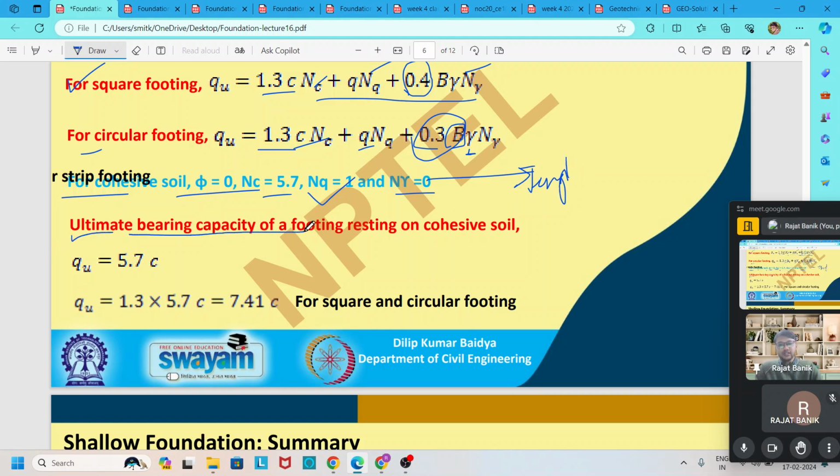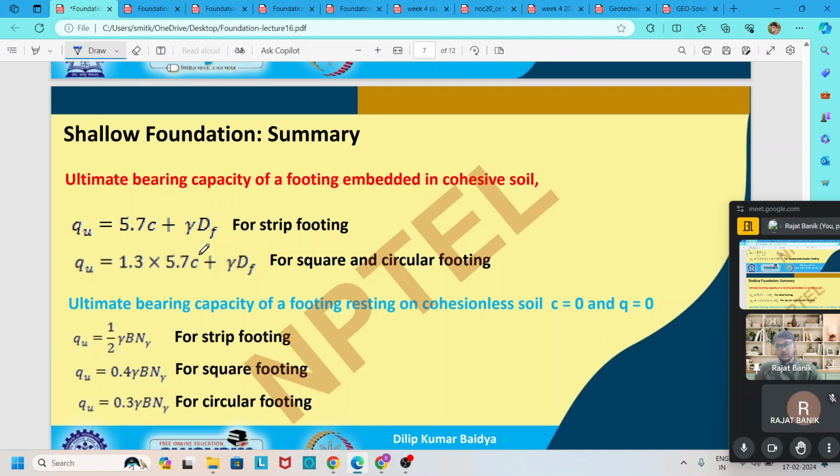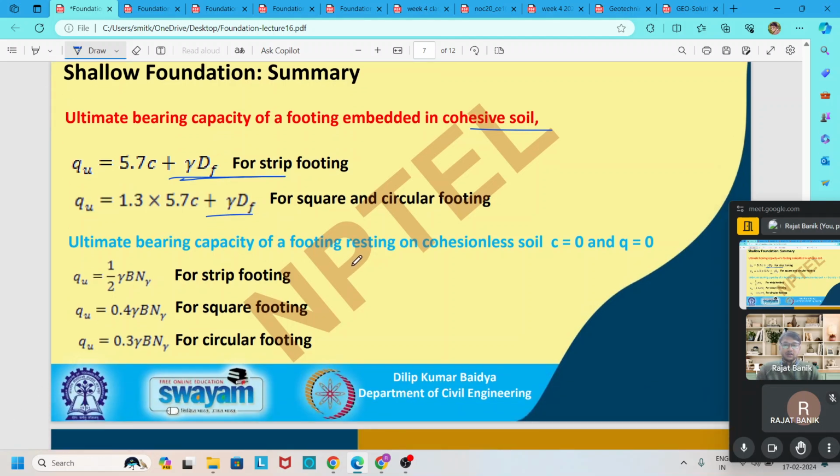For ultimate bearing capacity of a footing resting on cohesive soil, or net ultimate bearing capacity, it becomes 1.7 C. For footing resting on cohesive soil, that means gamma Df is equal to 0, it becomes 5.7 C. For square footing or circular footing, it will be 1.3 times 5.7 C. For shallow foundation, for embedded footing in cohesive soil, we add gamma Df to the above formula in each of the cases.